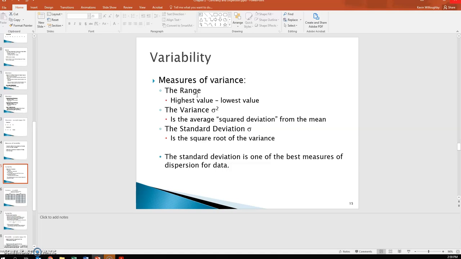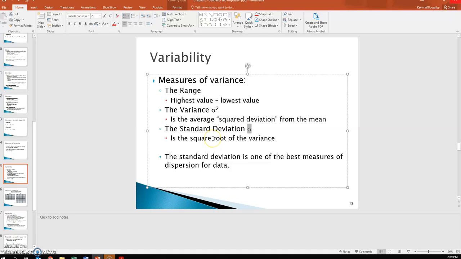The variance uses this symbol here, sigma squared. The variance is a squared value, the average squared deviation away from the mean. The standard deviation is simply the square root of the variance.